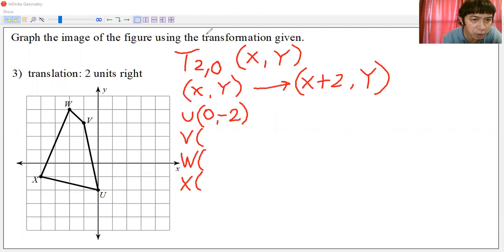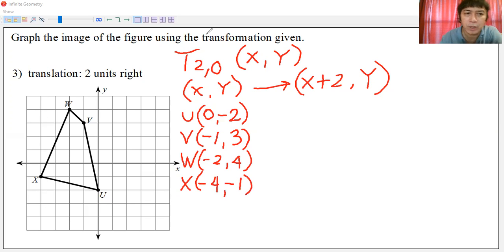And our V is (-1, 3). Our W is (-2, 4). And our X, that's finally (-4, -1). In getting those coordinates, you must be familiar with plotting points and reading the coordinates on the Cartesian coordinate system. All right, so you will always double check that.